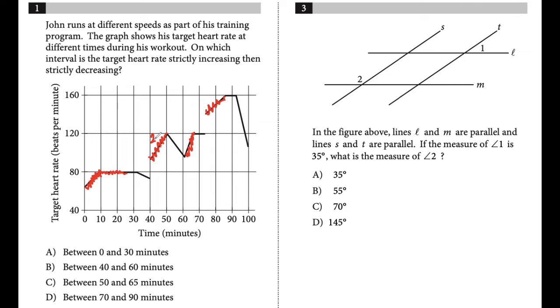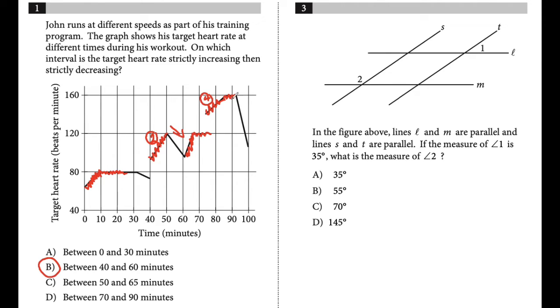If we look at this second interval between 40 and 50, we're increasing, and then immediately after, we're decreasing. So it's going to be this middle interval from 40 to 60, or answer choice B. Just so that we can be sure of our answer, we're going to check the rest of the intervals. At this third interval, we're increasing, and then once again, we have a constant target heart rate. And for this fourth interval, it's increasing and then has a constant target heart rate. So the answer is going to be B, between 40 and 60 minutes.